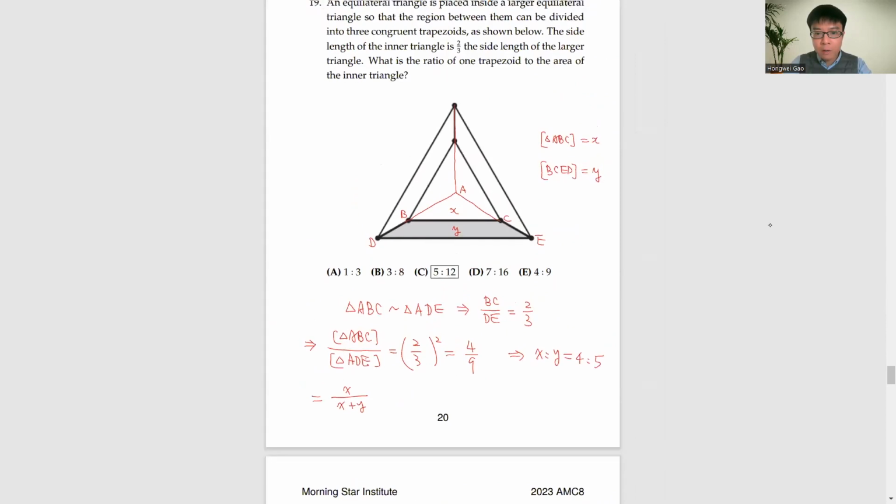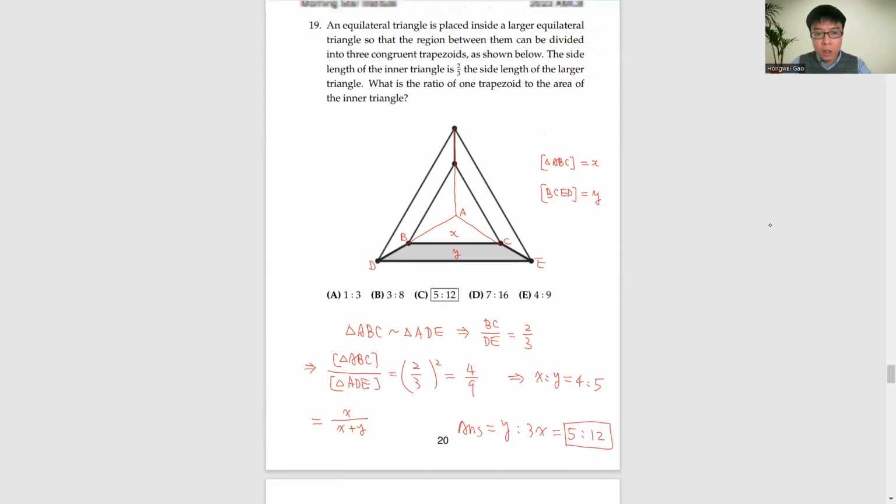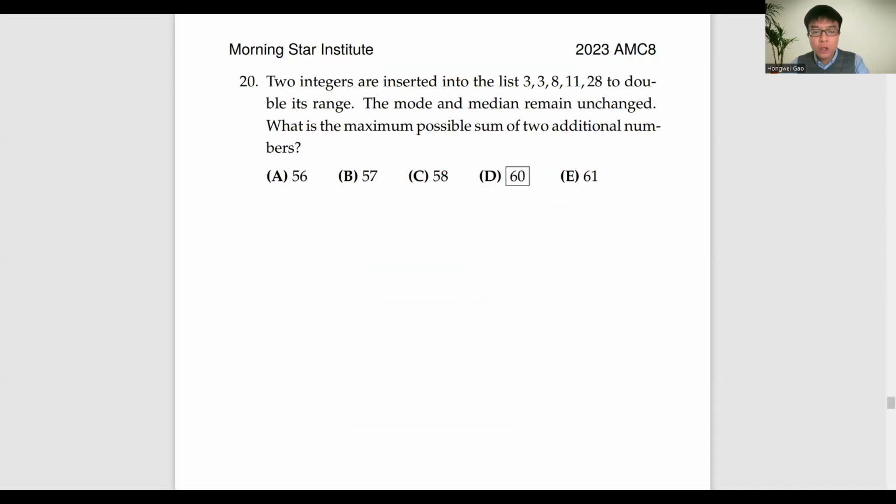Now the question is asking for the ratio of one trapezoid to the area of the inner triangle. That's basically y over 3x. Okay, in terms of ratio, that's y over 3x, which gives 5 over 12. So the answer here is C, 5 to 12. Question 20.